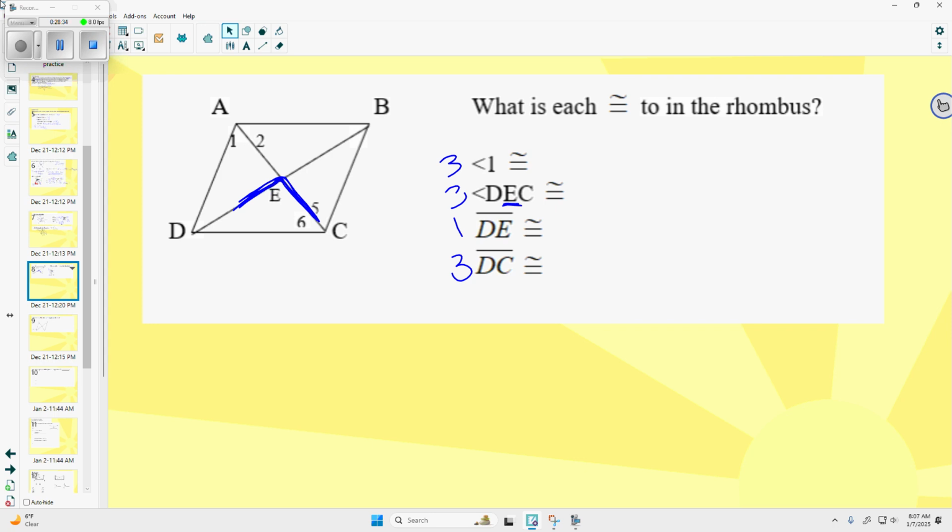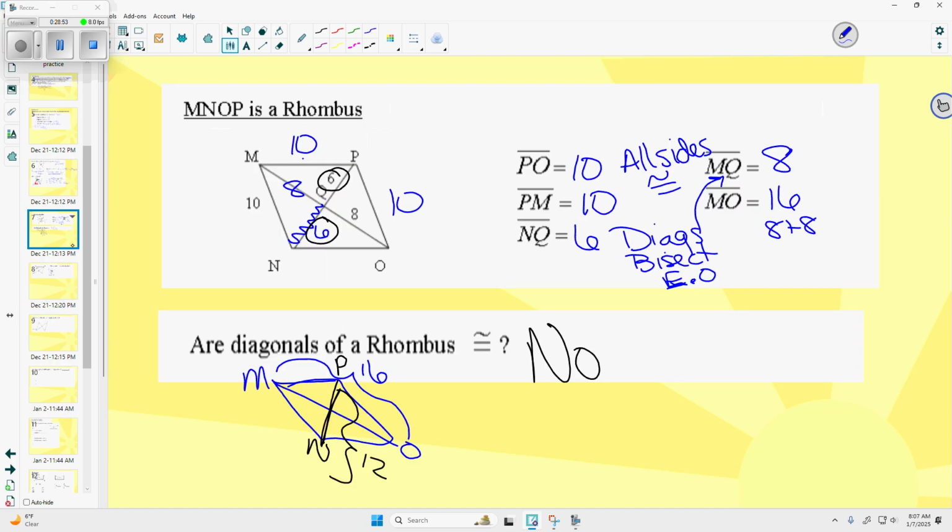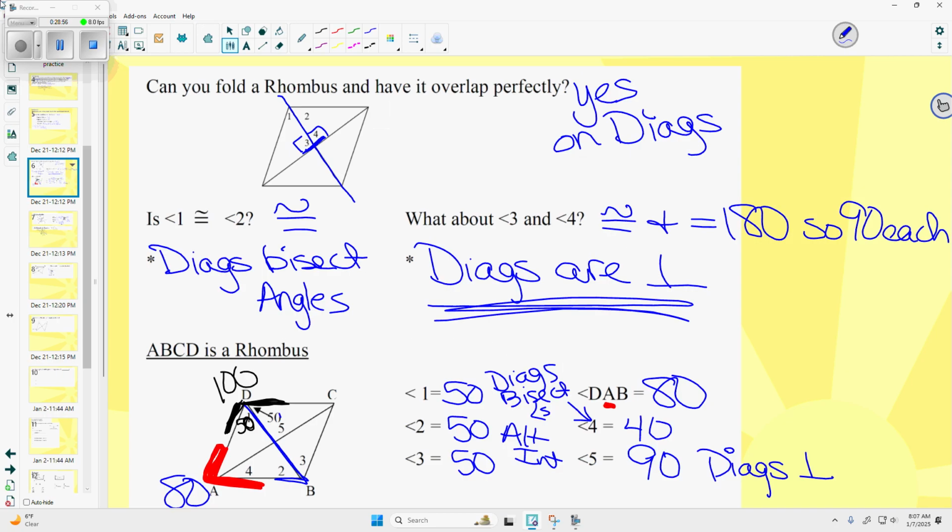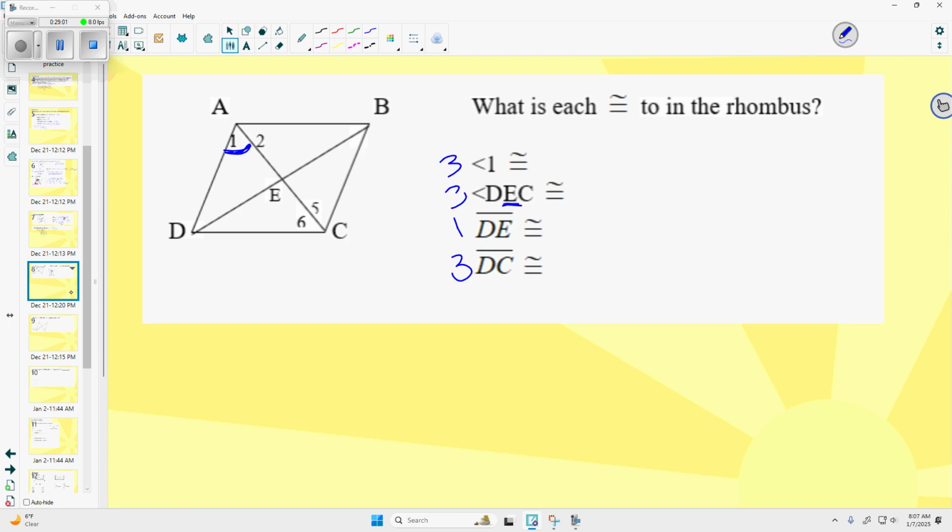All right. It's a rhombus. So what do we know the diagonals do to the angles? Bisect. Okay, so what is angle 1 congruent to if that angle is bisected? What did we know about those two spots? Angle 2. Because that angle got bisected. Now, what other angles do we know those two are congruent to? Angle 5 and angle 6.